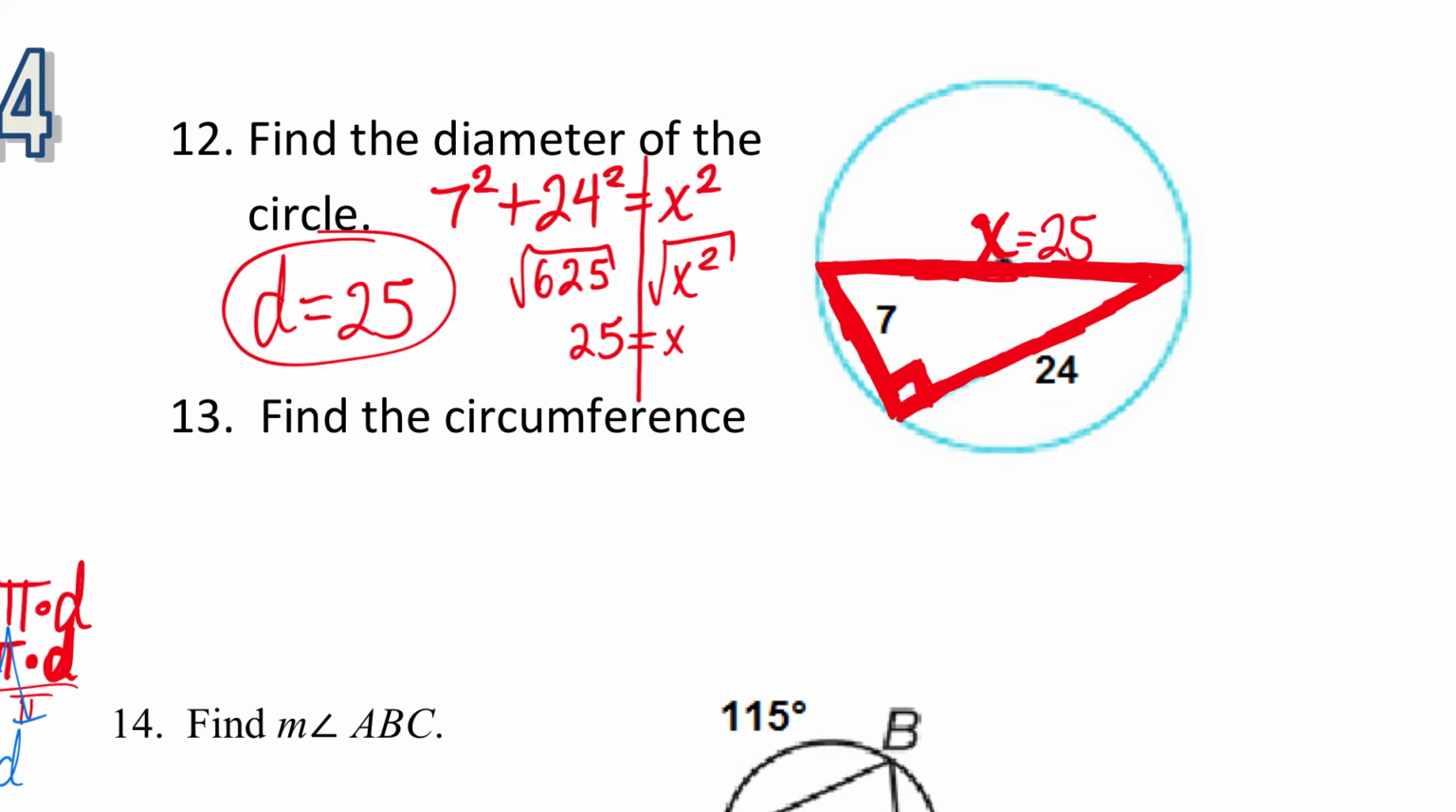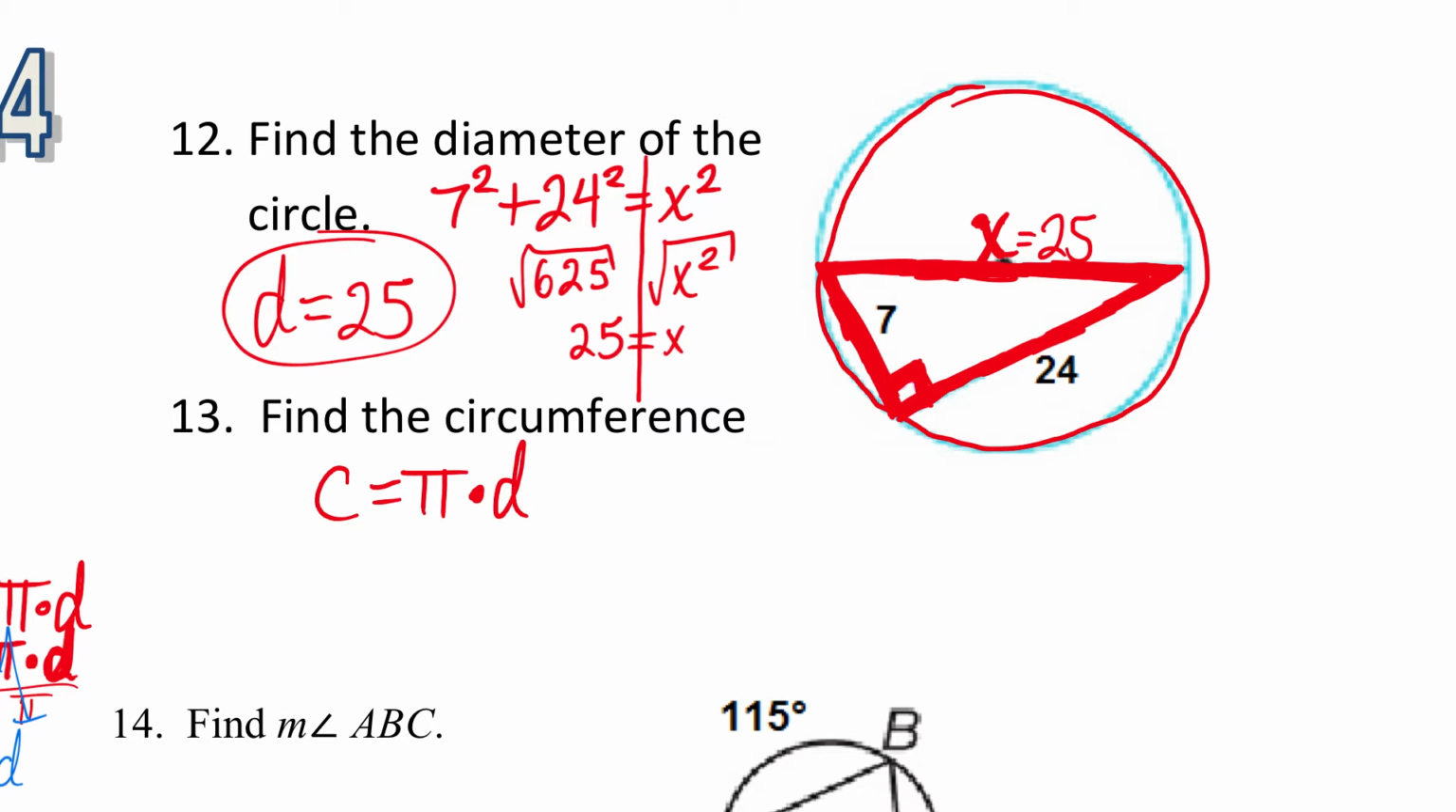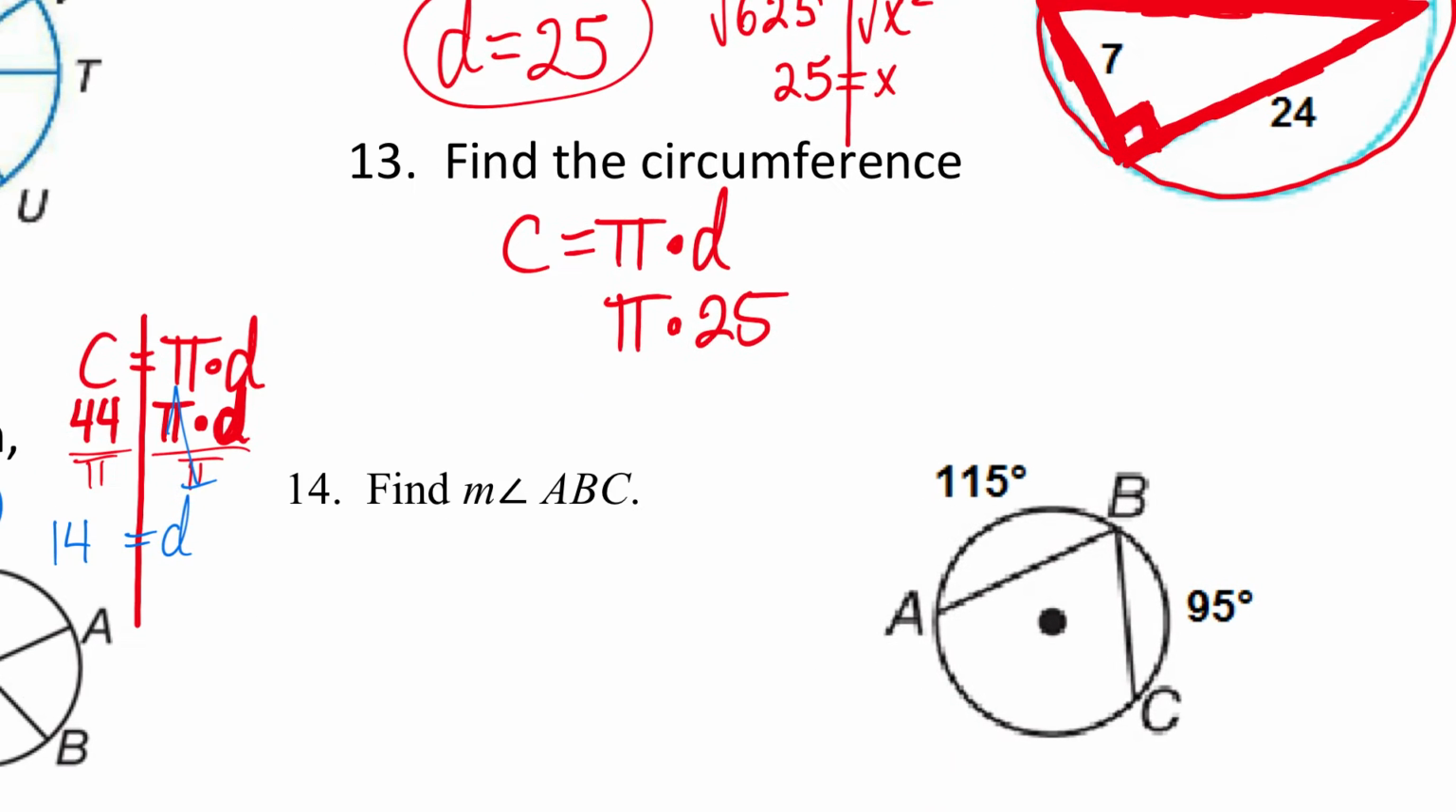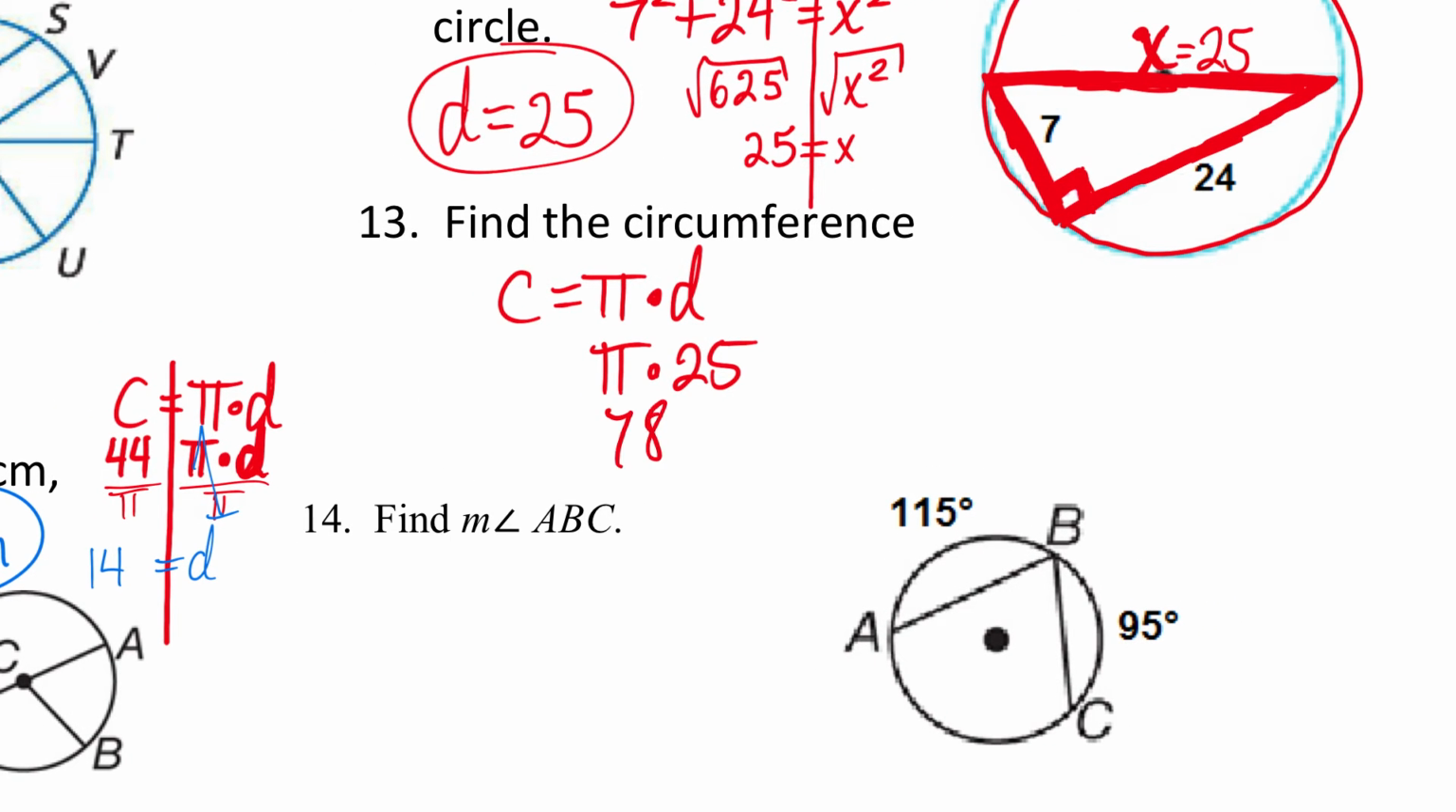Now from there, it says to find the circumference of the circle. So all the way around, and circumference is pi times diameter. We just found out that the diameter is 25, so I'm going to do pi times 25. 78 point what? 54.